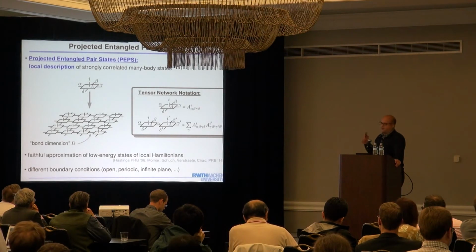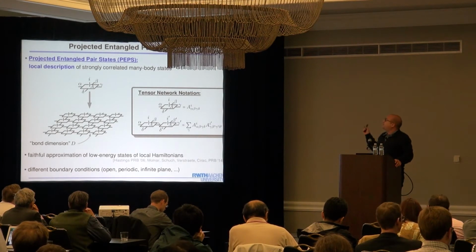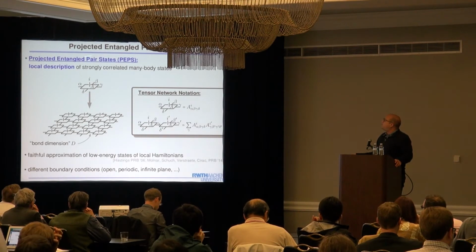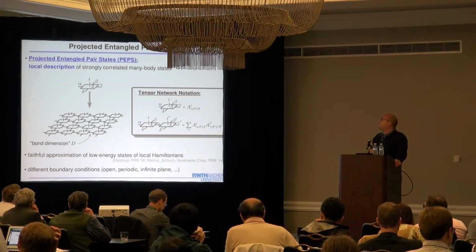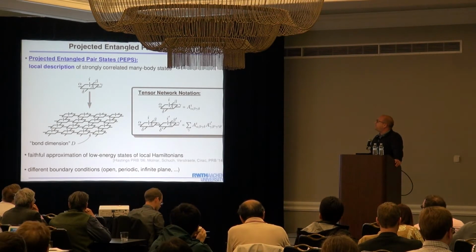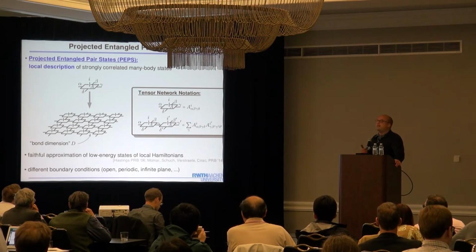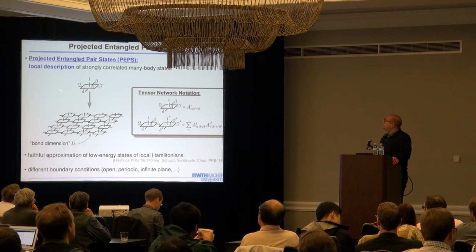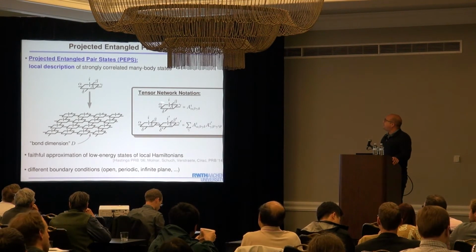So what are these states we're going to use? These tensor network states, or projected entangled pair states. As I said, these form a way to use a local object to describe some extended two-dimensional lattice system. They go under the name of projected entangled pair states, or PEPS for short, and I will not explain here where the name comes from.